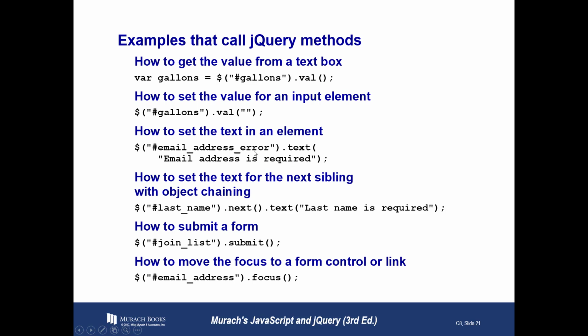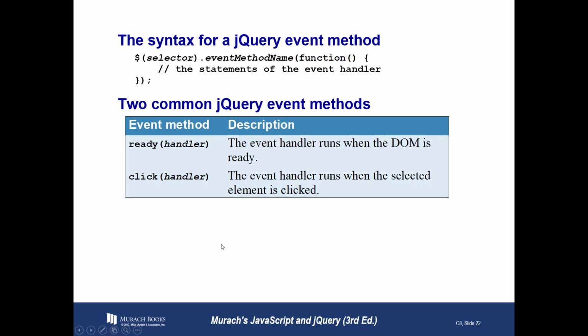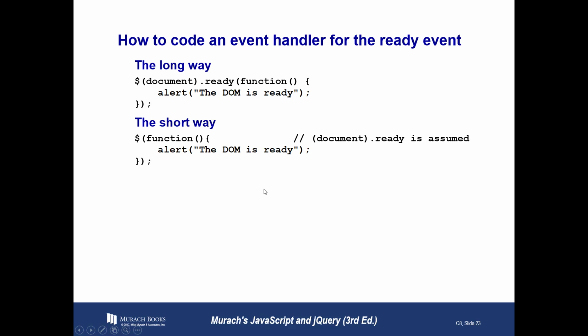You can set the text for an element. You can submit a form. Basically, you can do anything on a web page using jQuery. jQuery can work with events, and as it shows there, there are two common jQuery event methods: ready, which runs when the DOM is ready, and click, which runs when an element is clicked.